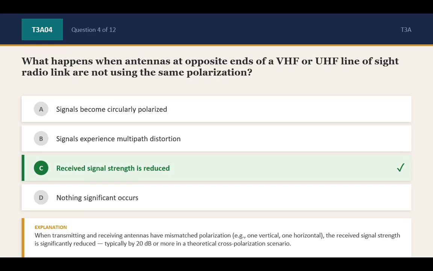What happens when antennas at opposite ends of a VHF or UHF line of sight radio link are not using the same polarization? C. Received signal strength is reduced. When transmitting and receiving antennas have mismatched polarization, for example, one's vertical and one's horizontal, the received signal strength is significantly reduced, typically by 20 dB or more in a theoretical cross-polarization scenario.